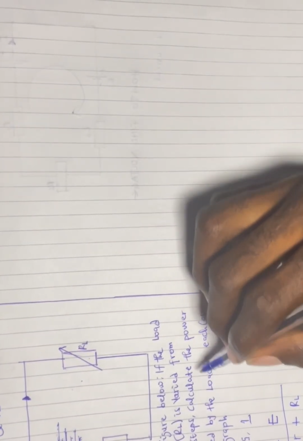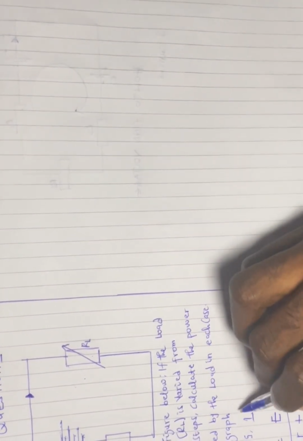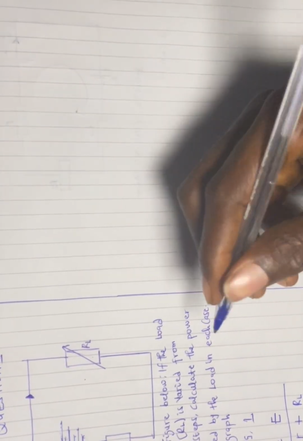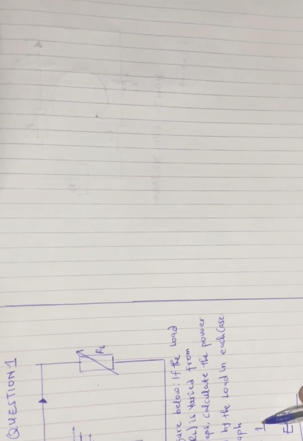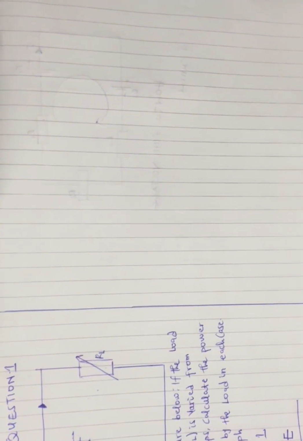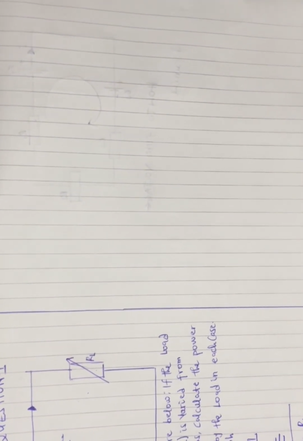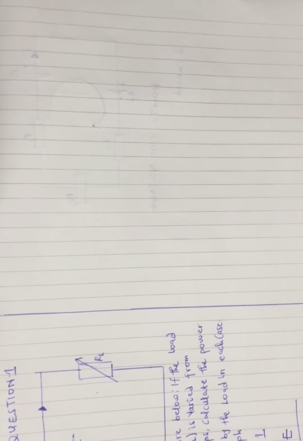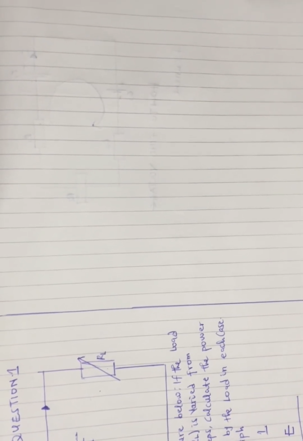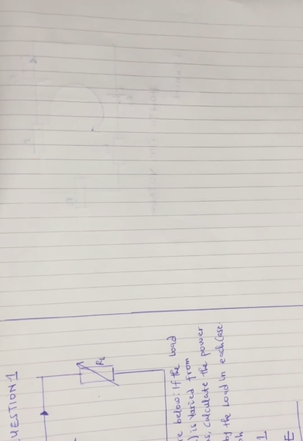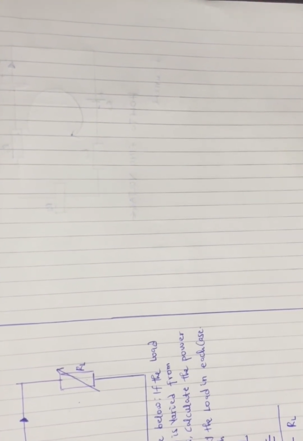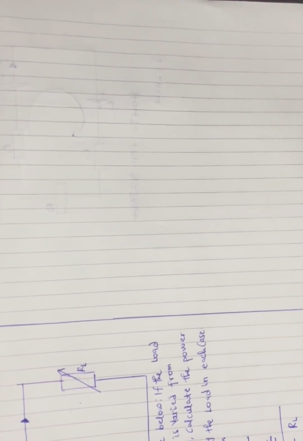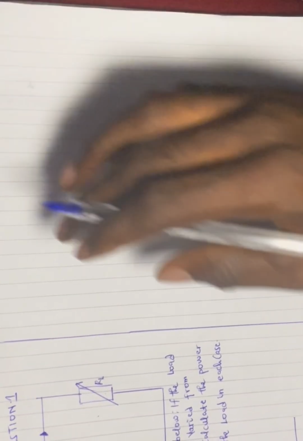And when you are finding power, it said calculate the power dissipated by the load in each case. So meaning for 0, and also 0.5, and also 1. So the power is going to be equal to your current squared times your load resistance, in watts. This is the unit of power, so your answer, when you are finding the power, should be in watts. So let's quickly go through it.